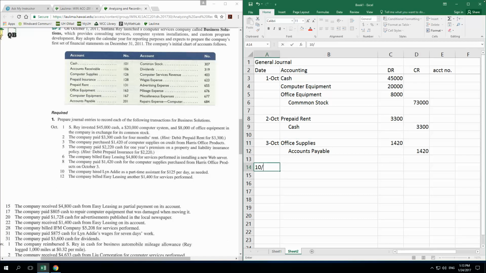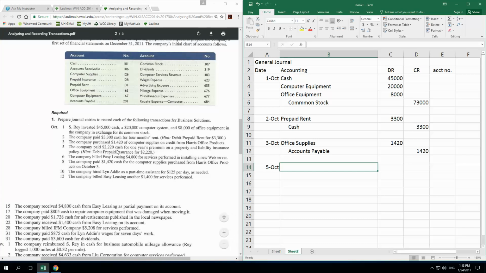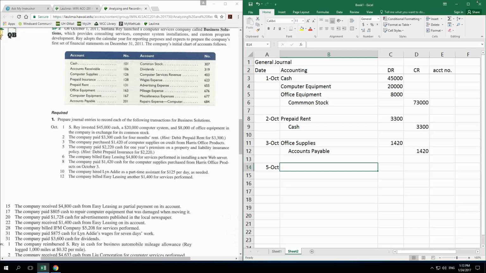Now we go to October 5th. The company paid $2,220 cash for 1 year's premium on a property and liability insurance policy. They're giving you a hint here. Debit prepaid insurance. It's kind of similar to prepaying rent. So you're going to prepay insurance. You're going to have a new asset called prepaid insurance. And because the word paid is in there, that means cash was expended. You're going to credit cash to show that decrease in cash.